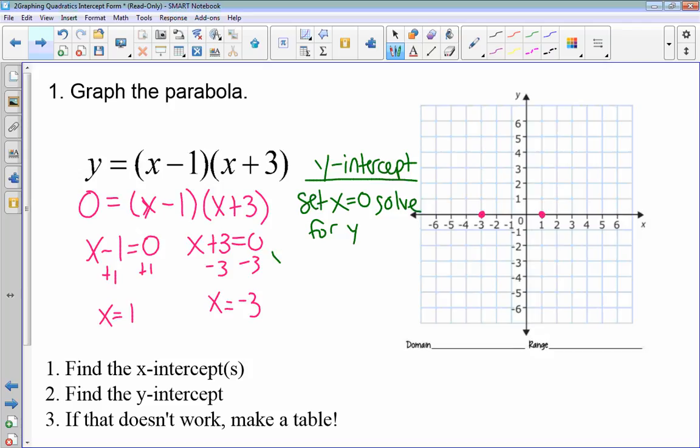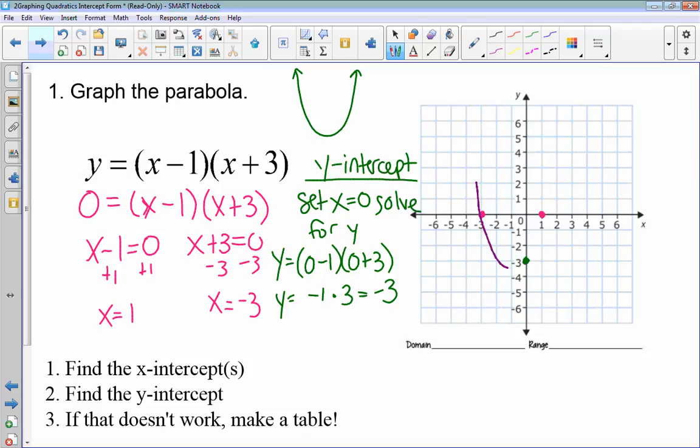So I would write y equals 0 minus 1 times 0 plus 3. Now 0 minus 1 gives me a negative 1. 0 plus 3 gives me a 3. When I multiply, I get negative 3 for my y value. So I can plot that on my graph. Now remember, a quadratic is a perfectly symmetrical u, so we need to draw a perfectly symmetrical u through these 3 points. Keep in mind that your y-intercept will very rarely be your vertex. So if I do my best at drawing a perfectly symmetrical u, I would say it looks something like this.